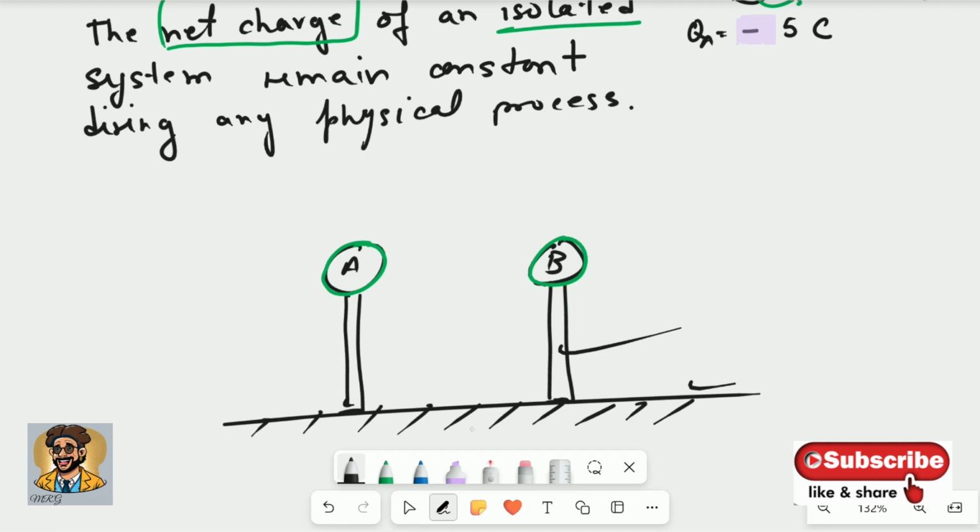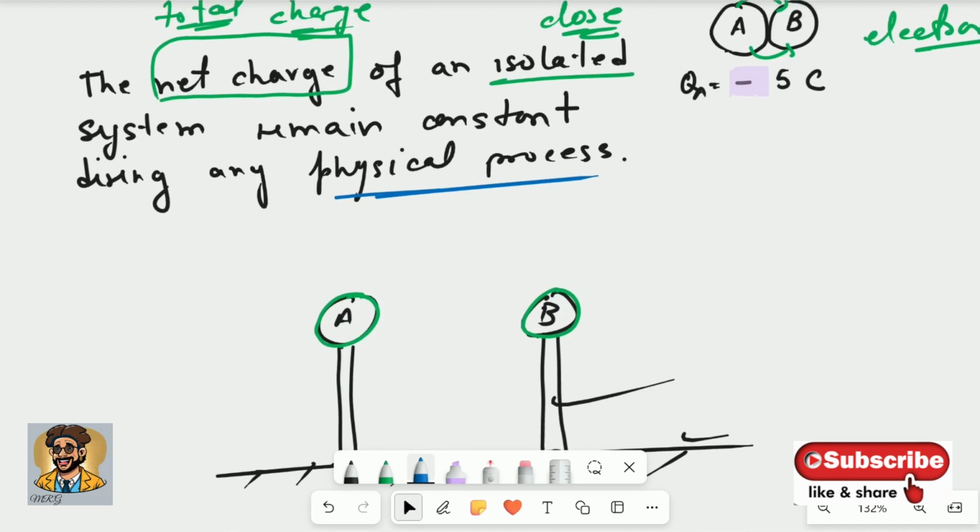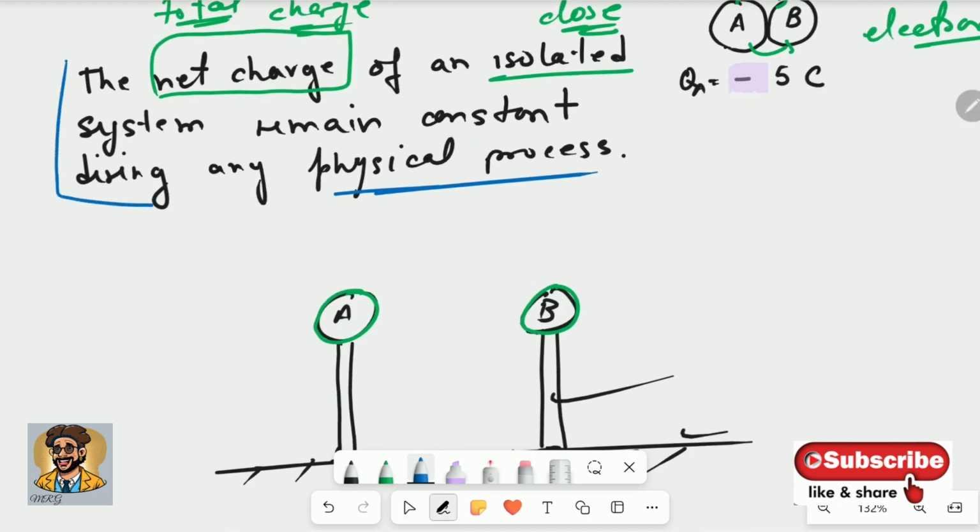And then a physical process is whatever happens to that sphere. It's a physical thing that you can do to the sphere. Move them, change the color. That could be a physical process. Or move them from this point to another point. That is a physical process. So that is for you to understand this law, to get an idea of what we're speaking about.